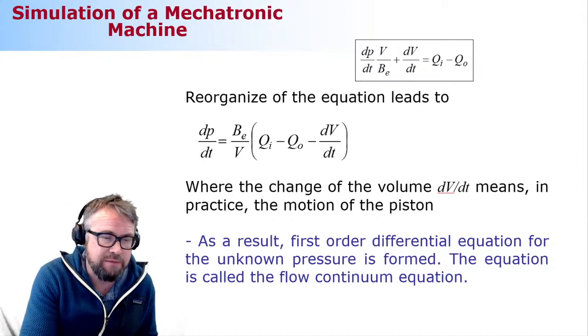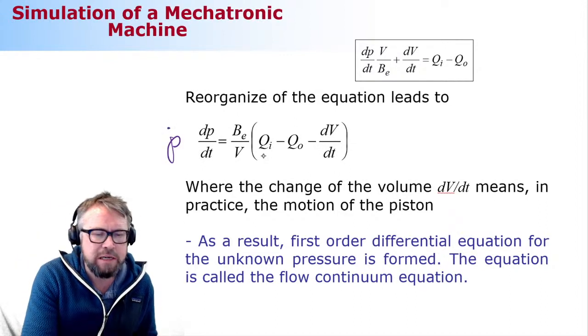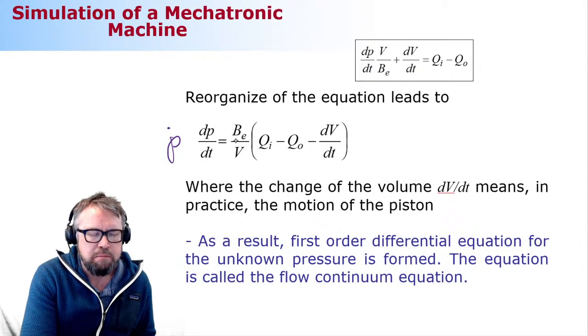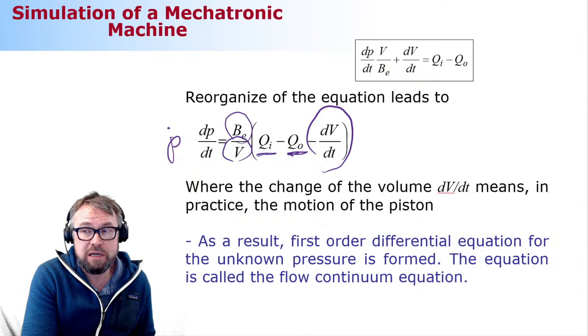So I have here p dot equal to the bulk modulus, describing the flexibility, divided by the size of the volume in question. Then I have the flow rate in, the flow rate out, and how much the volume size itself is changing.